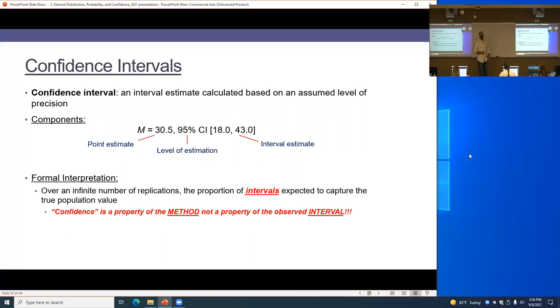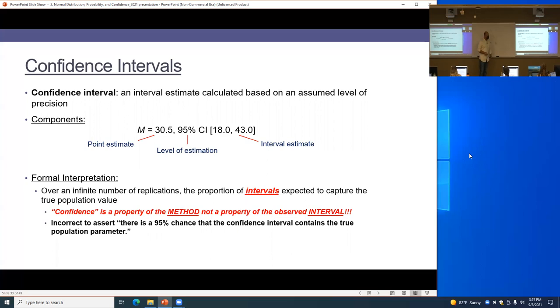So again, the important thing to remember here: confidence is a property of the method and not the interval, okay? So your individual interval that you pull up has nothing to do with any 5% chance of anything else, right? We're saying that over the long run, if I were to do this for all possible samples that could be drawn from this population, 95% of those intervals, based on my procedure, will capture the parameter that I'm looking to capture. But for any individual interval, I don't know. I can't tell you one way or the other with any level of confidence whether it captures the population parameter or not, okay? And so this is why it's not correct to say there's a 95% chance that a confidence interval contains the true value of the parameter, okay?